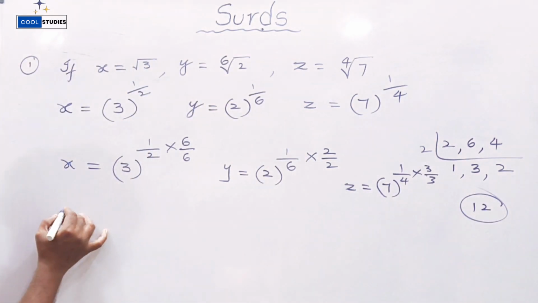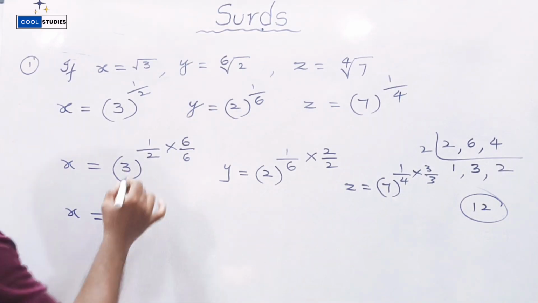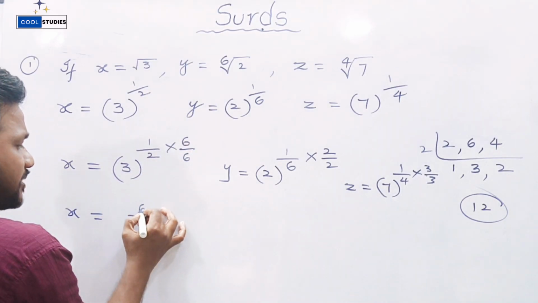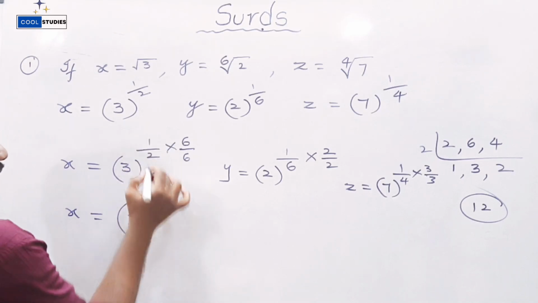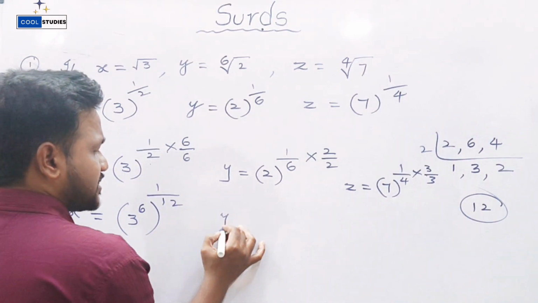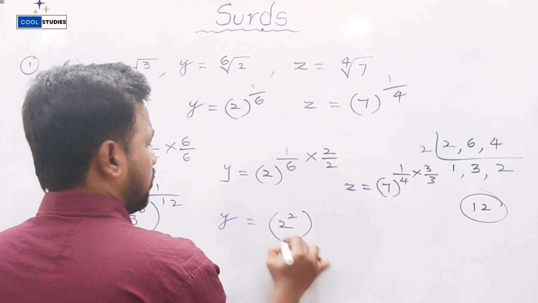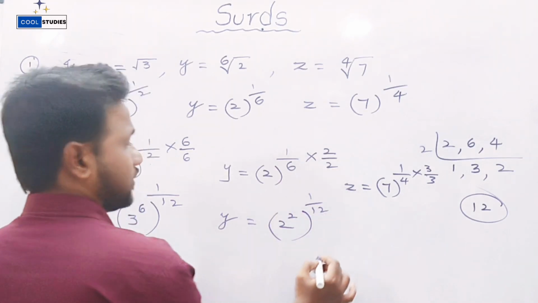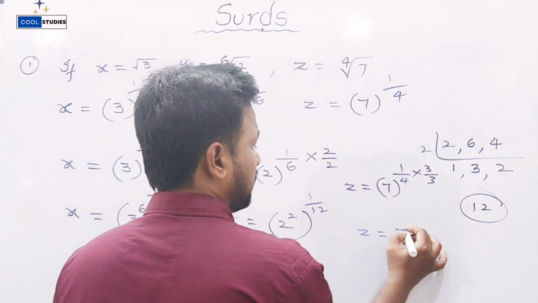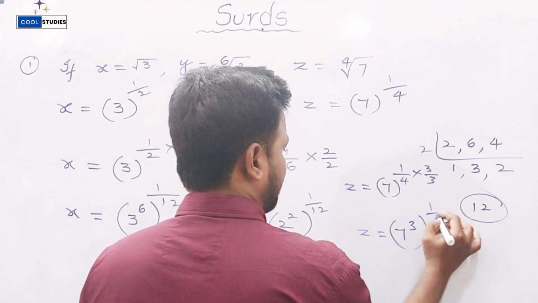Let us write here x is equal to 3 power 6, the whole to the power 1 by 12, since 2 6s are 12. Next, y is equal to 2 to the power 2, whole to the power 1 by 12. Next, z is equal to 7 to the power 3, and whole to the power 1 by 12.